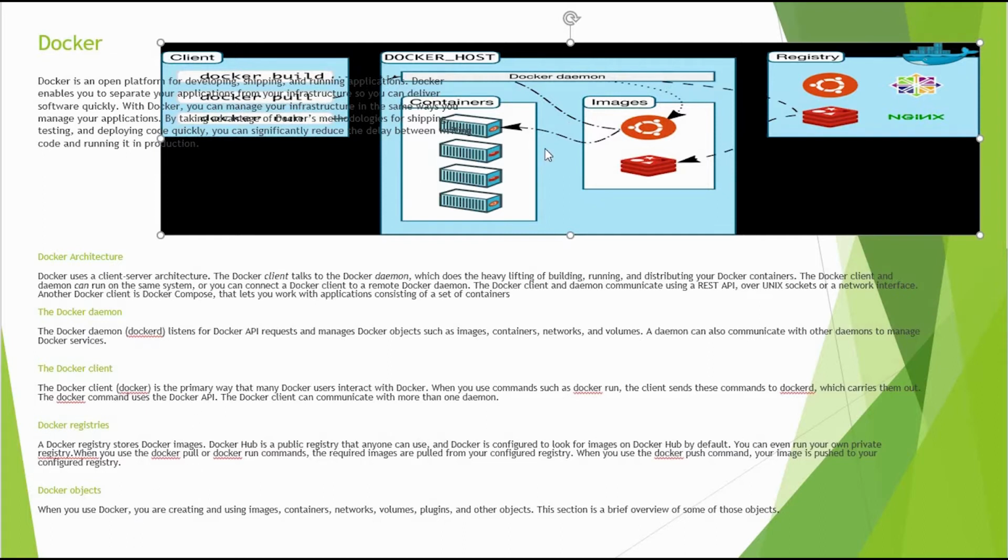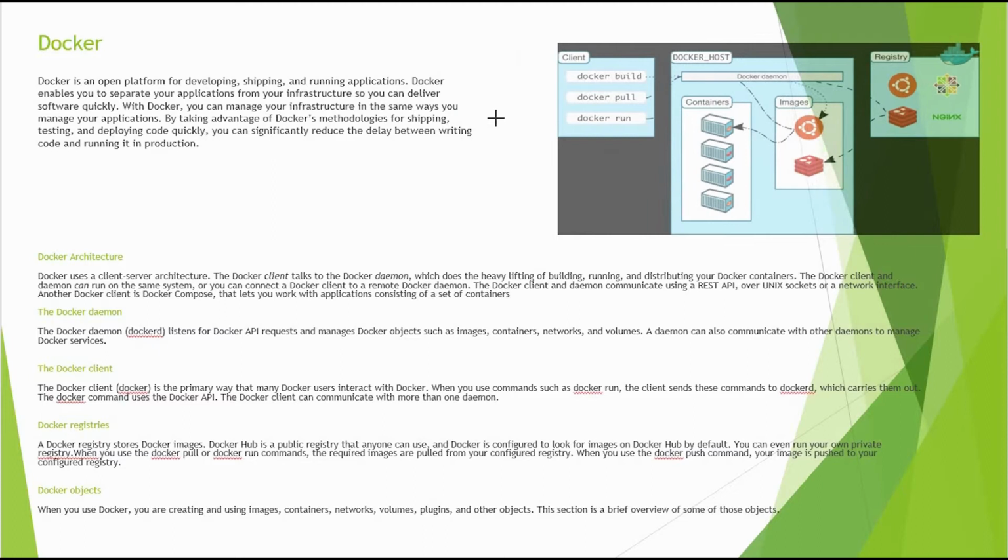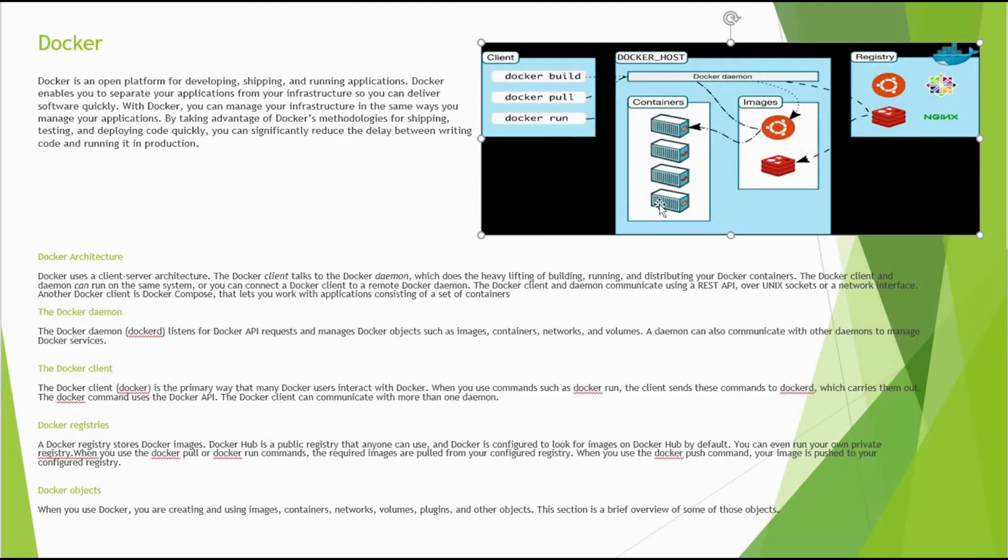What are the Docker objects? The names you have been hearing for the last two to three minutes, containers and images, are nothing but Docker objects. Images, containers, networks, volumes, plugins, and multiple other objects which we use while running an application or different infrastructure with Docker are all Docker objects.